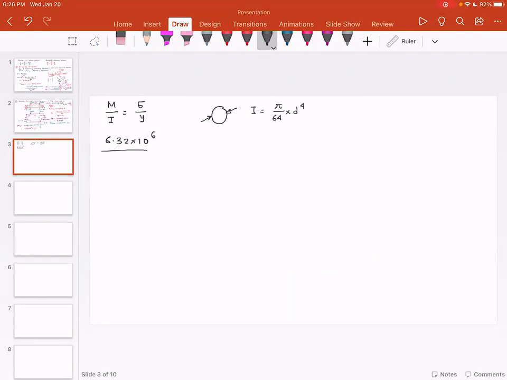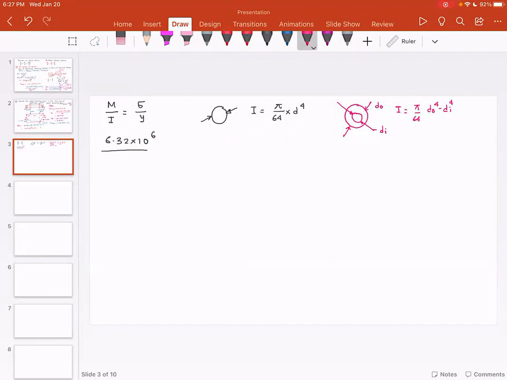If this would have been a hollow shaft, with d outside and d inside, then I is equal to pi by 64 times d outside to the power 4 minus d inside to the power 4.